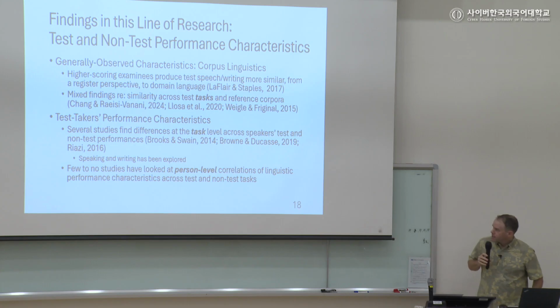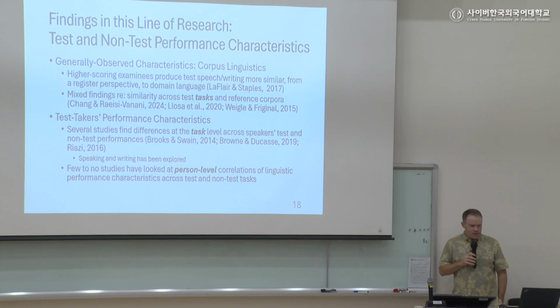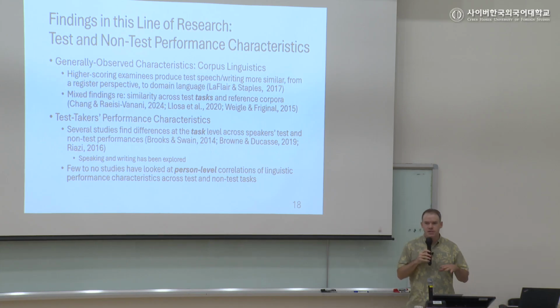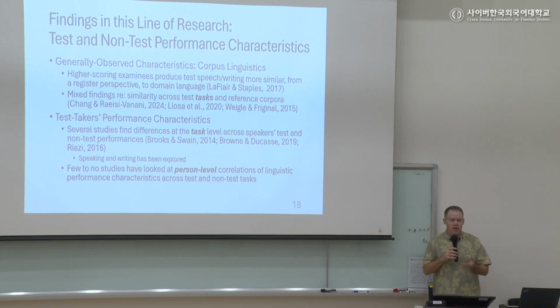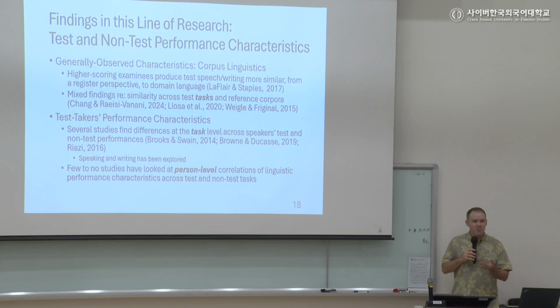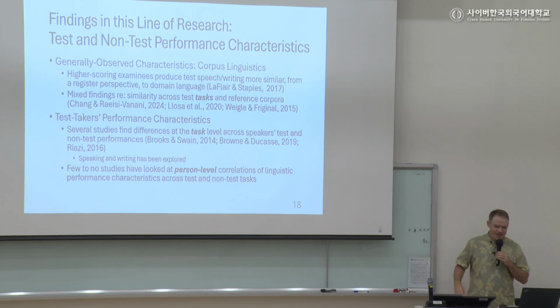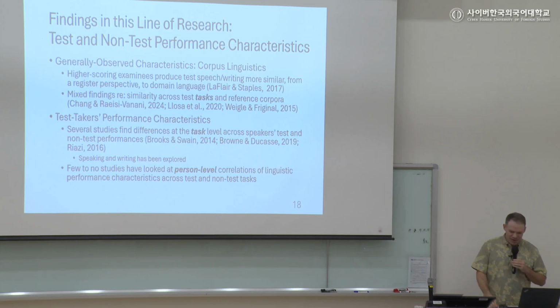But a problem in both of these lines of research is that very few, or maybe none of these studies, to my knowledge, have looked at person-level correlations or consistencies. I think we can accept that no test task perfectly replicates a real-world academic task. Tests always have a practicality compromise. We can't fully simulate anything in a test, but we can try. And so when we get task-level differences, that's not so surprising.